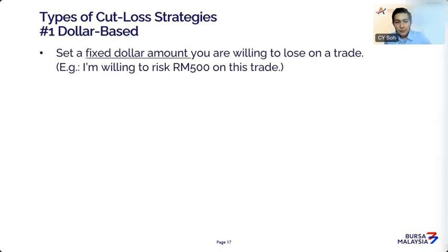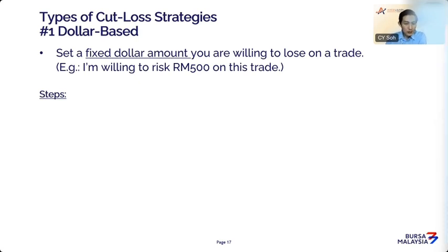The first method is the dollar-based approach. This is the most basic cut loss strategy. It is the easiest and most commonly used approach because of its simplicity. The dollar-based approach is a cut loss strategy that involves setting a fixed dollar amount as the maximum loss you are willing to take on a particular trade. Once this loss level is reached, you close your position to prevent further losses.